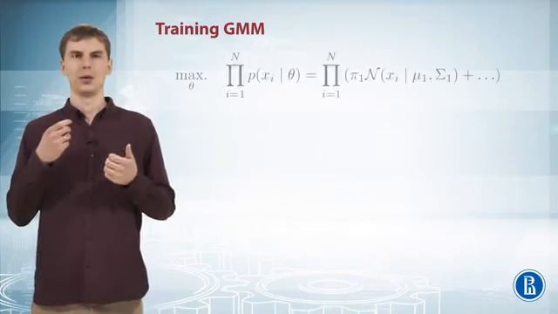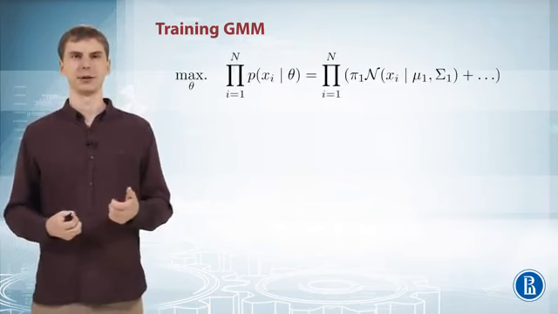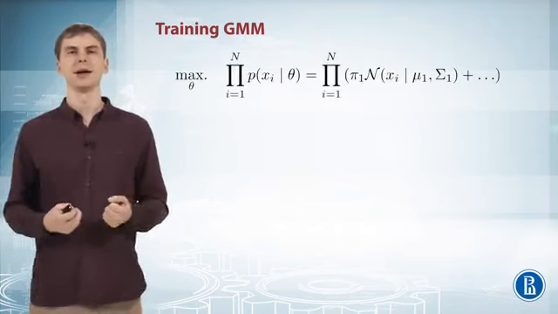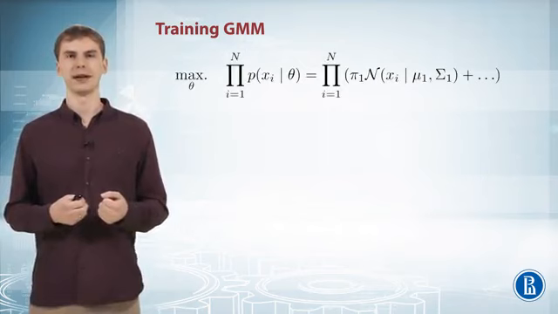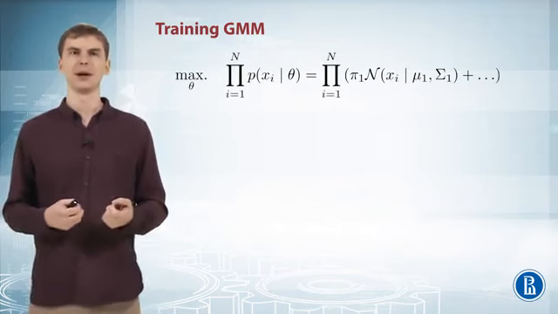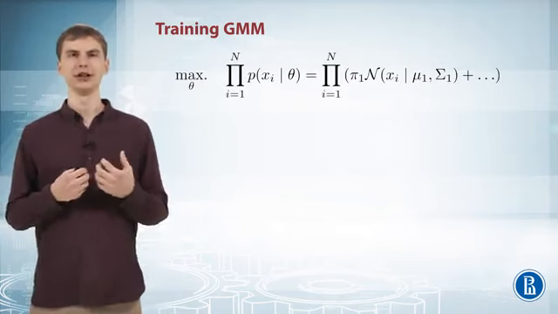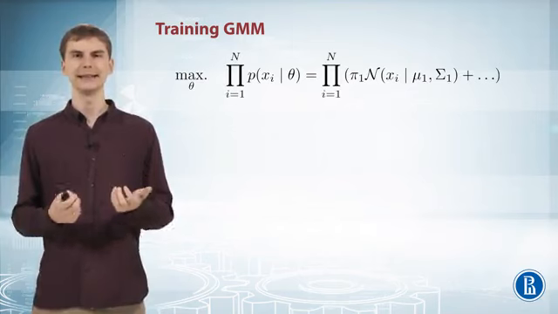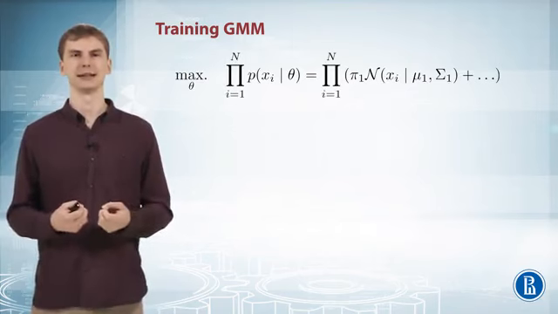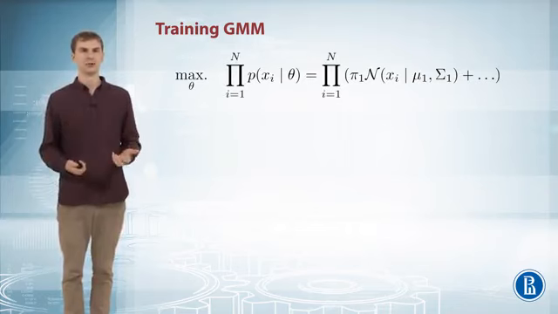Well, one more thing we can do to simplify this expression, to understand how to maximize it, is to substitute the definition of the marginal likelihood P of xi given the parameters by using the definition from a few slides before. So each data point density is a mixture of Gaussian densities, right? Okay, so now we have this kind of optimization problem.